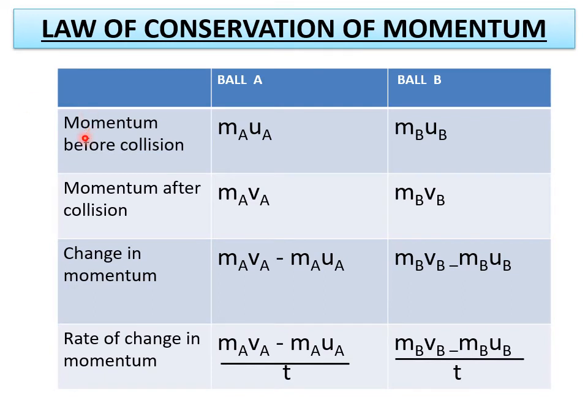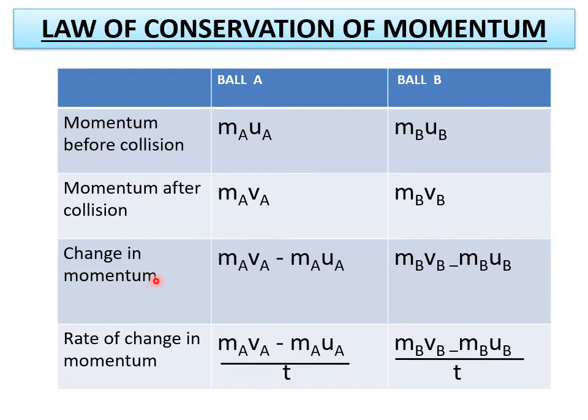Now we have to apply momentum before collision for ball A and ball B. Momentum means the product of mass and velocity. Before collision, as I told you, it is in terms of U. After collision, in terms of V. So for ball A, it is MAUA. For ball B, it is MBUB. Now momentum after collision is MAVA for ball A, MBVB for ball B.